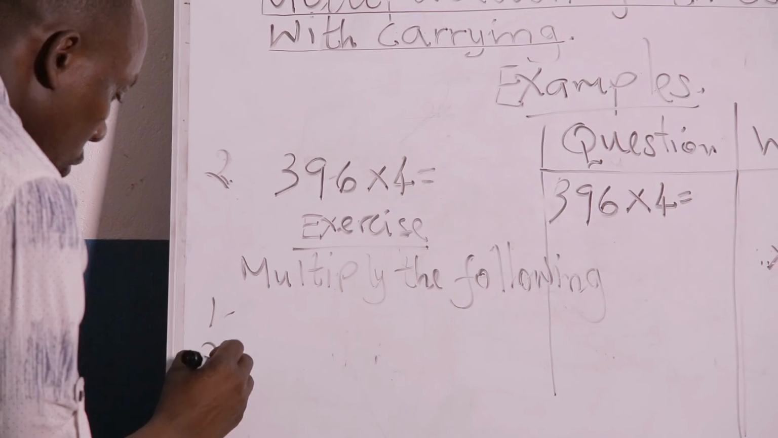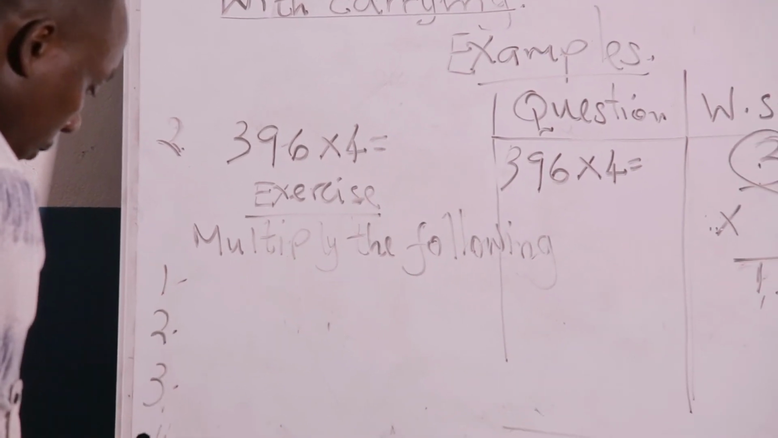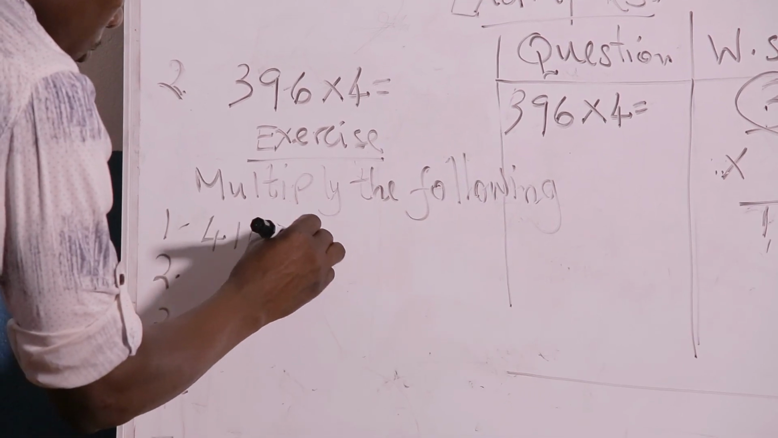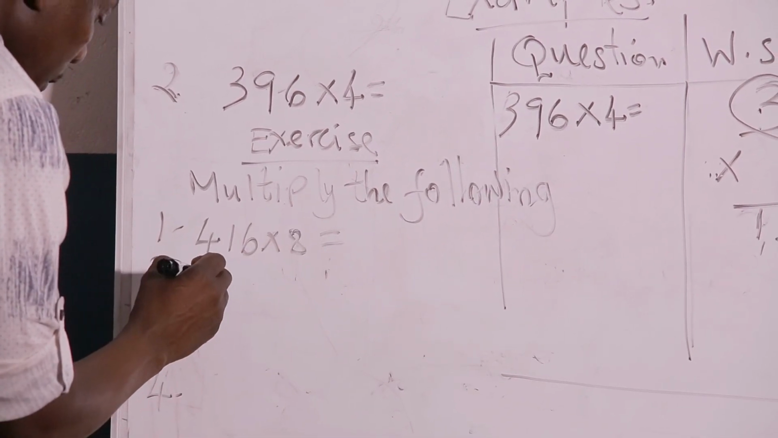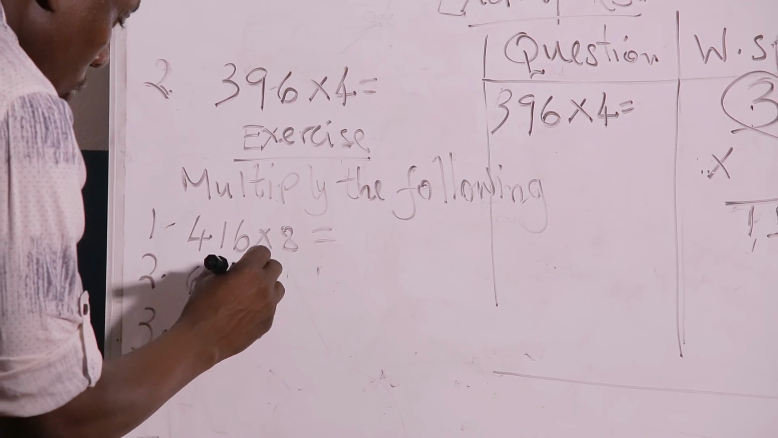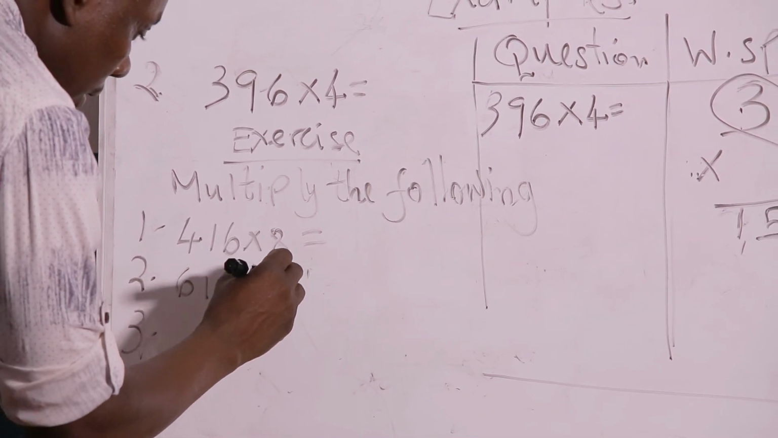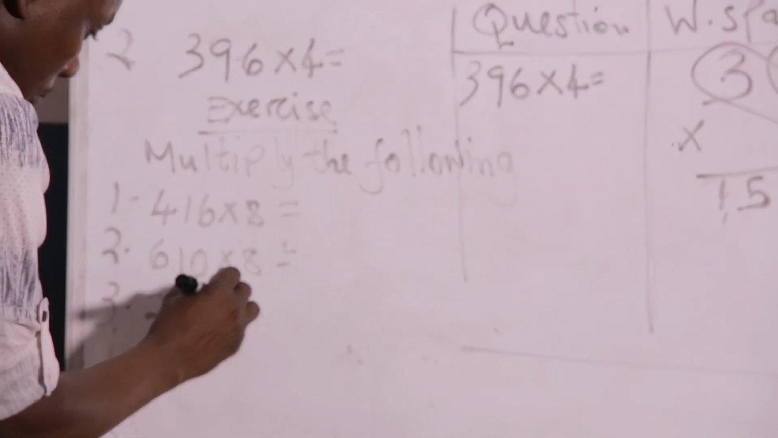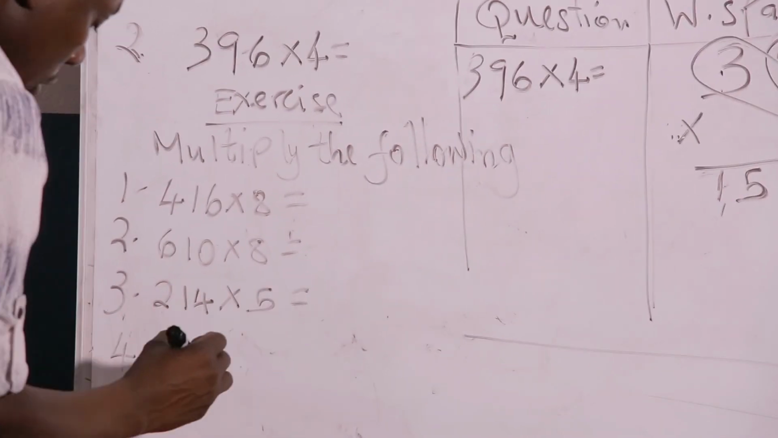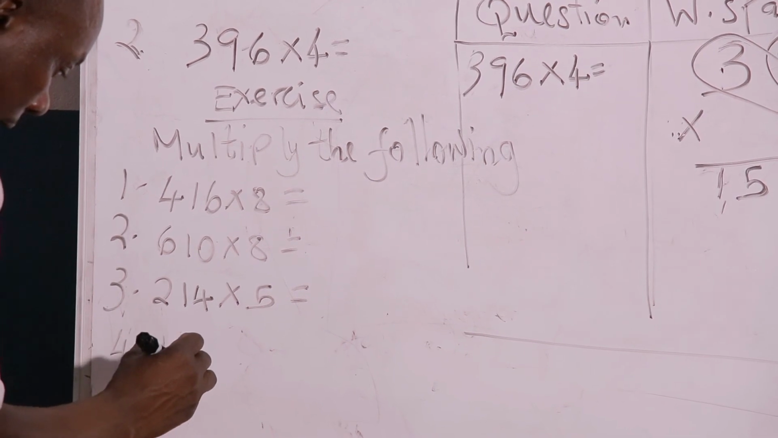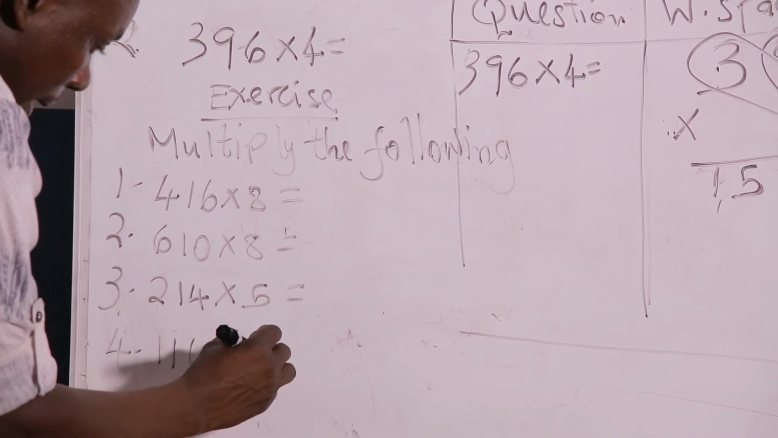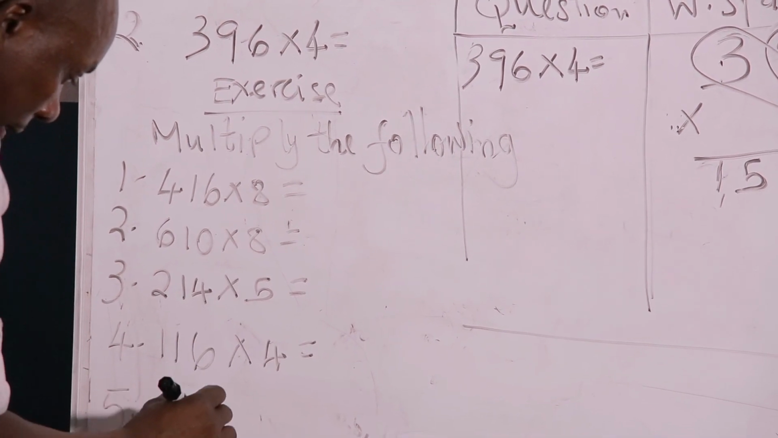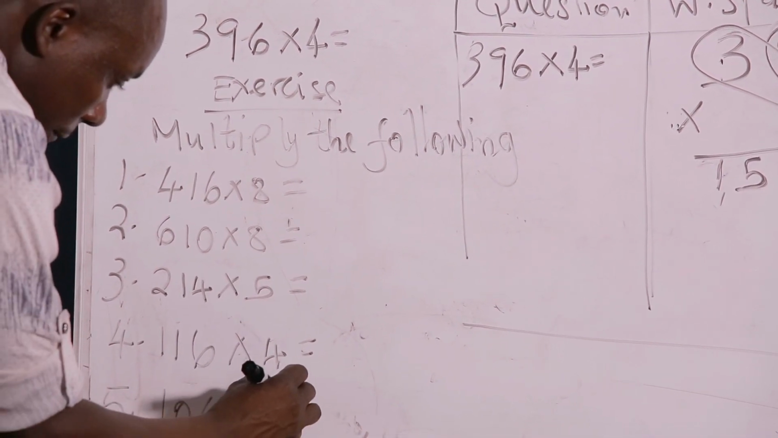You have 1, 2, 3, 4, and 5. You have 416, you multiply by 8. You have 610, you multiply by 8. Then you can have 214, you multiply by 5. You have 116 multiplied by 4, and you have 106, you multiply by 7.